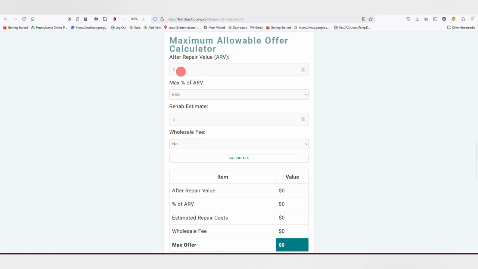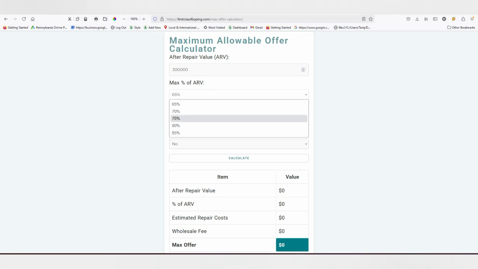The first thing you want to do is put in your ARV, or your after repaired value. Let's say you found a property, the ARV is 300,000. Put your 300,000 in. Then it's going to ask you what is the maximum percentage of ARV you're willing to offer on this property. Now this is really going to depend on the exit strategy. If you're flipping, you probably want to stay between 60 to 75% for a flip. But if it's going to be a buy and hold for either yourself or your end buyer, you can probably go as high as 80 to 85%.